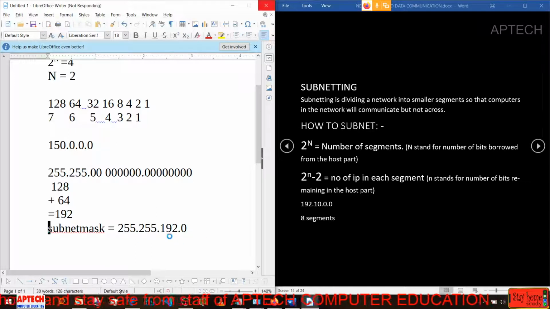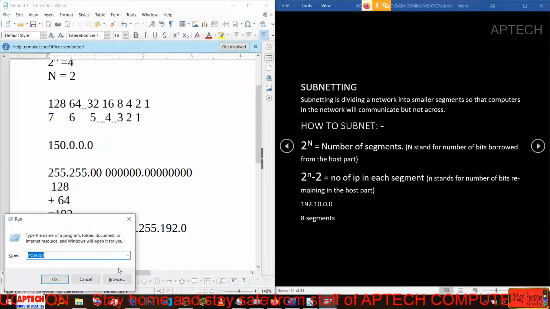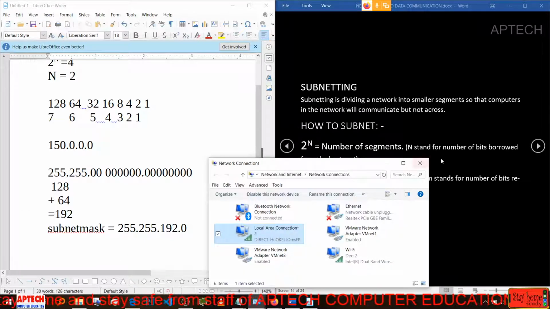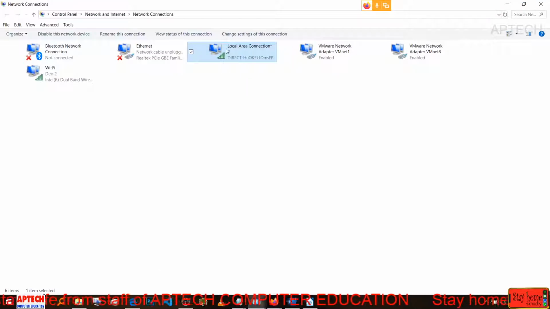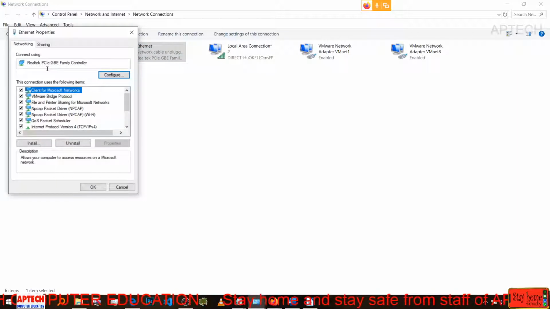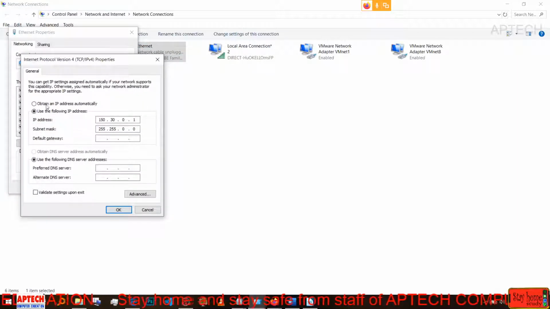If you want to limit the communication between computers in the first segment, you just go to the network and configuration options. Then you probably go to the Ethernet if you're all using the Ethernet. Then you change the IP address. So you press 150.0.0. Maybe 1.